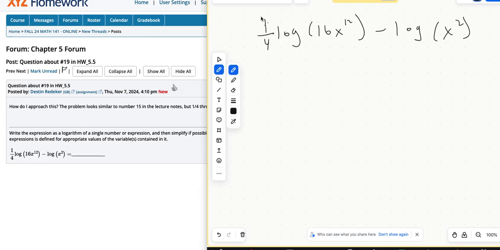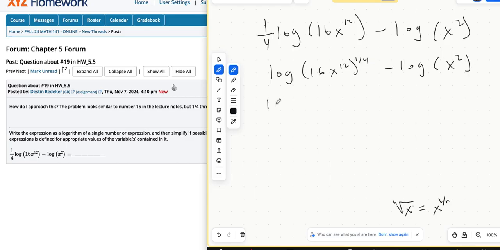it'll work out okay. So this 1/4, the thing we have to remember, going back to I think chapter 4, is that if we have the nth root of x, that's the same thing as having x to the 1 over n. So when we see those fractional exponents, it's actually a root. So I could write that as log 1/16 x to the 12th to the 1/4, and then minus this stuff.